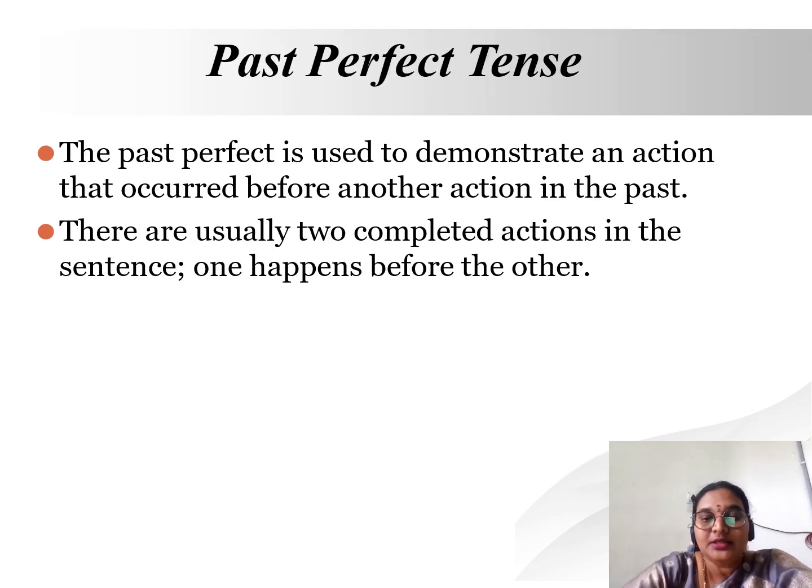And the next form of past tense is past perfect tense. This past perfect tense is used to demonstrate an action that occurred before another action in the past. To express this, there are usually two completed actions in the sentence, and one happens before the other. To express these kinds of scenarios, we take the help of past perfect tense.